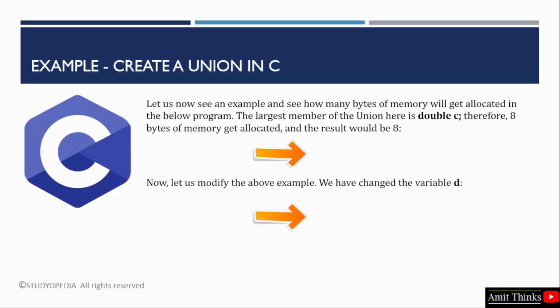We will now see a live running example. Let us create a union and understand how many bytes of memory get allocated. The largest member of the union would be double here. The size of the double type is 8 bytes. Therefore 8 bytes of memory get allocated and the output would be 8 only. After that we will also modify the same example and change one of the variables to understand the concept of unions. Let us see the example on VS Code.